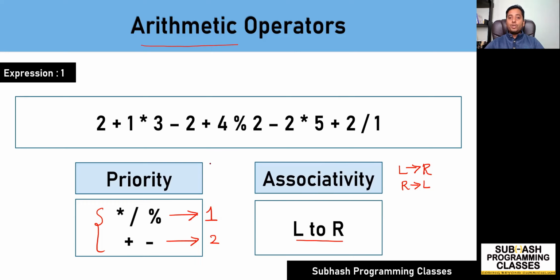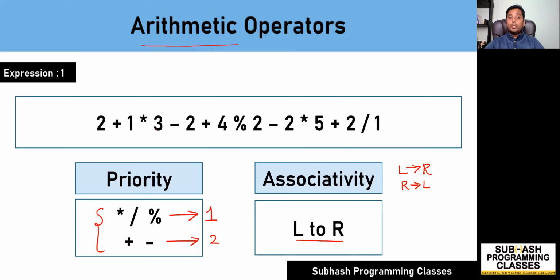So in this expression, as you know, star has high priority, modulo again has high priority, star has high priority, and the division operator also has high priority. But among these operators, which is coming first from left to right? You'll have to first evaluate that. And in our example, star is coming first from left to right. So we will have to first evaluate 1 into 3.